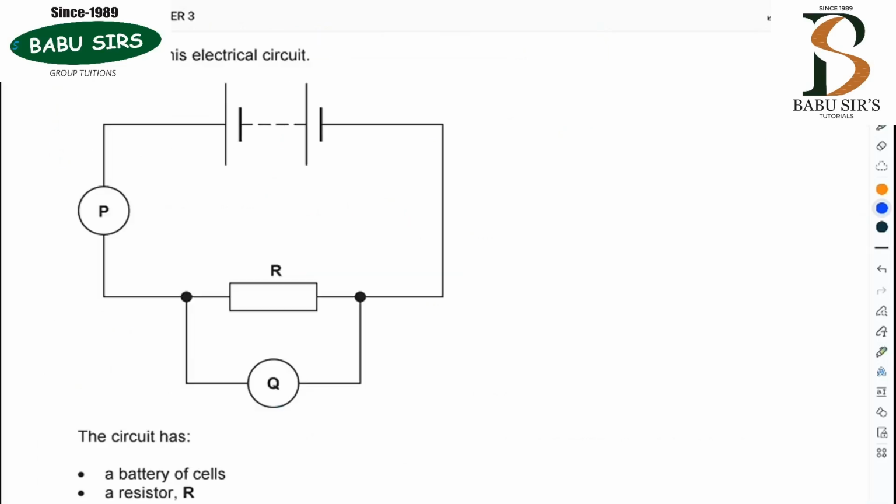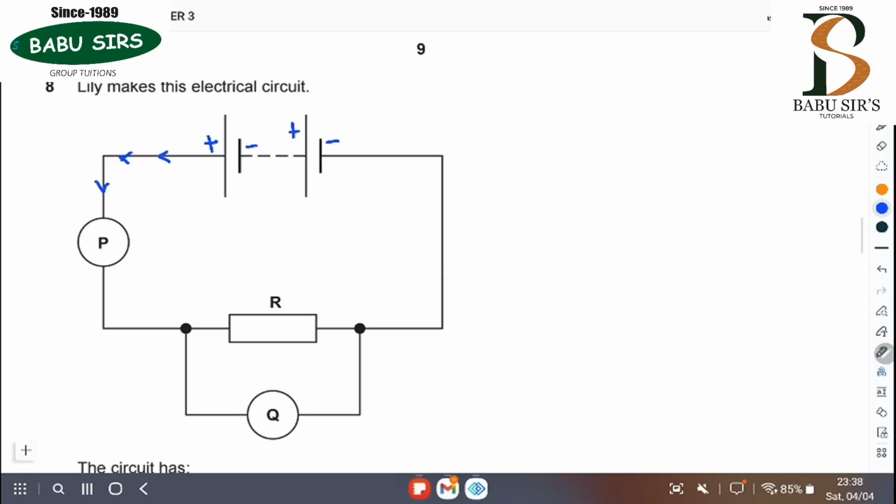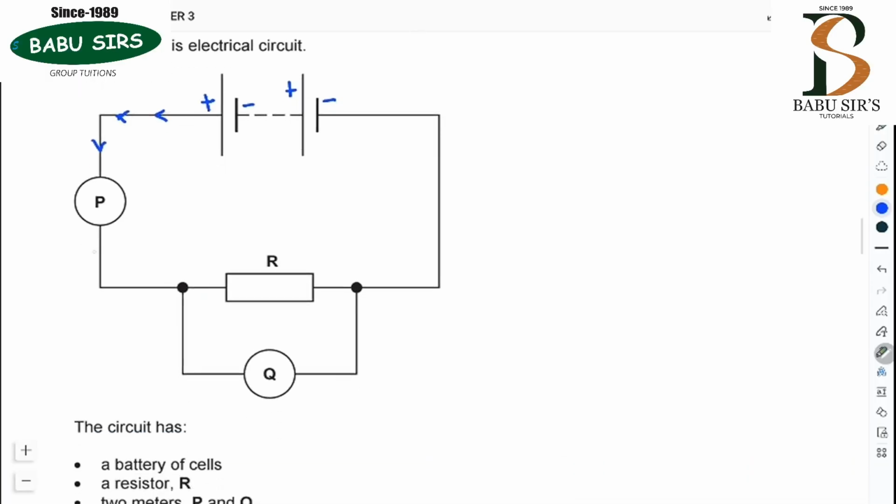Lily makes an electrical circuit. So I'll explain the entire circuit. This is the battery, one is plus and one is minus. The big one is plus. From here, the current will flow. Current always flows from positive to negative.